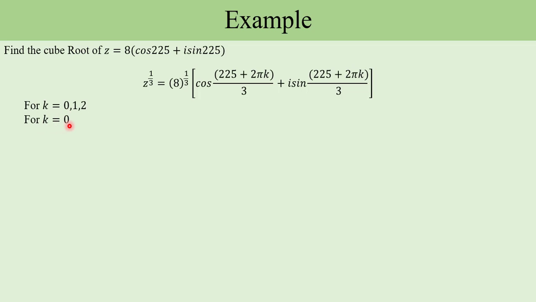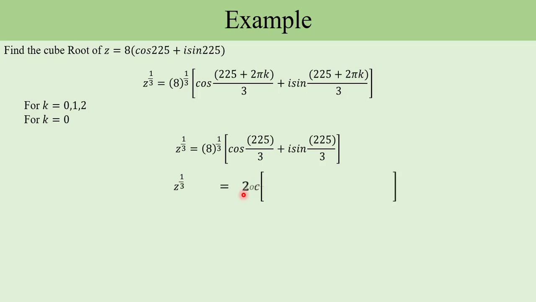For k equal to 0, we shall have z power 1 over 3 is equal to 8 power 1 over 3 into cos 225 over 3 plus i sin 225 over 3, because this next term will be 0 after substituting the value of k. Then simplifying that, we shall find that z power 1 over 3 is equal to 2 into cos 1.25 pi over 3 plus i sin 1.25 pi over 3. So 225 in terms of pi will be 1.25 pi.